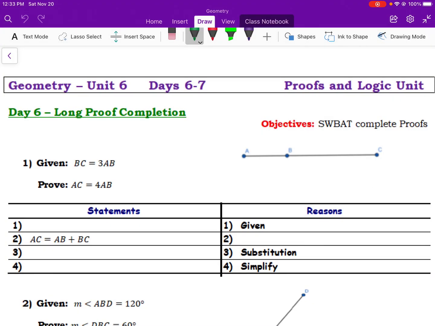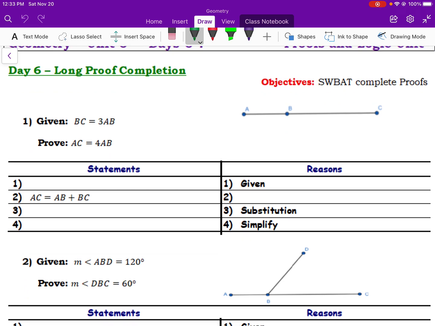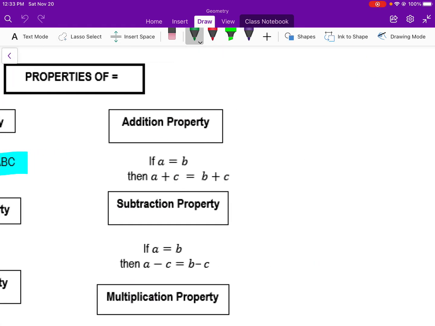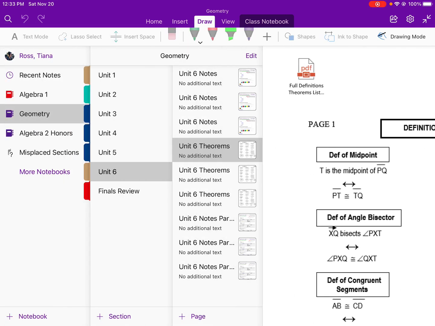Hi guys, today we are looking at day 6 on long proof completions. Definitely make sure that you have your theorem sheet out, theorem, definition, postulates sheet to reference.